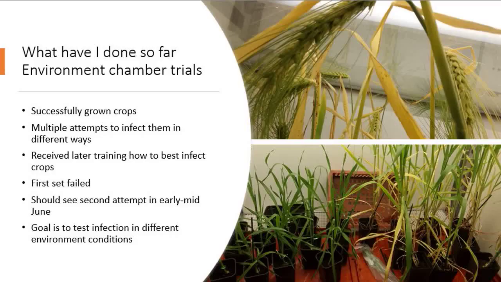The variety of crops I am using is Mordex. The crops I have grown within the environment chambers have successfully grown, however, infection did not take place with this generation of plants. Therefore I have to wait until mid-May or early June to try again, when the crops hit the right point to try and infect.